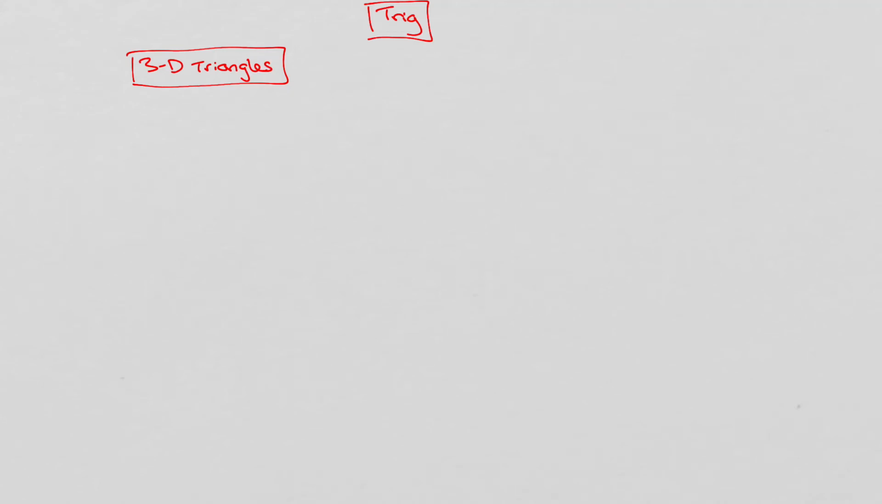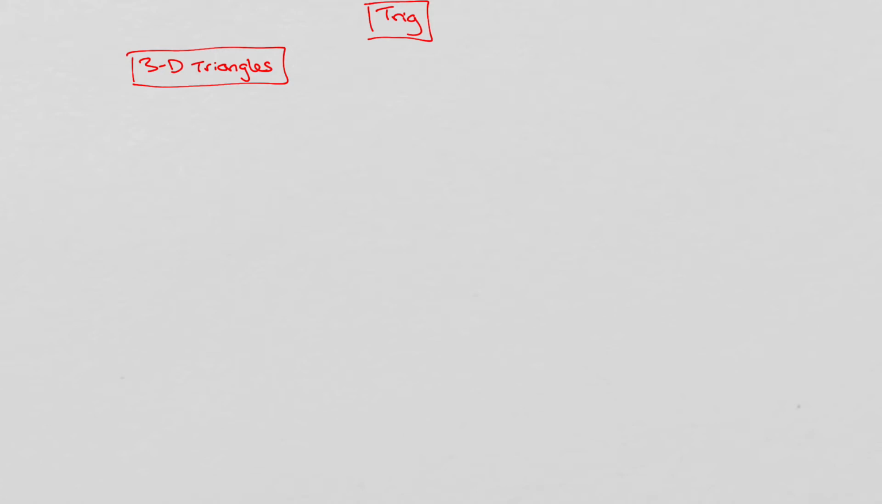Trig 3D triangles. In this section we have to be able to visualize triangles within a given 3D shape. It'll all be about rotating this image in your head to work out area, lengths of sides, or angles within the shape itself.